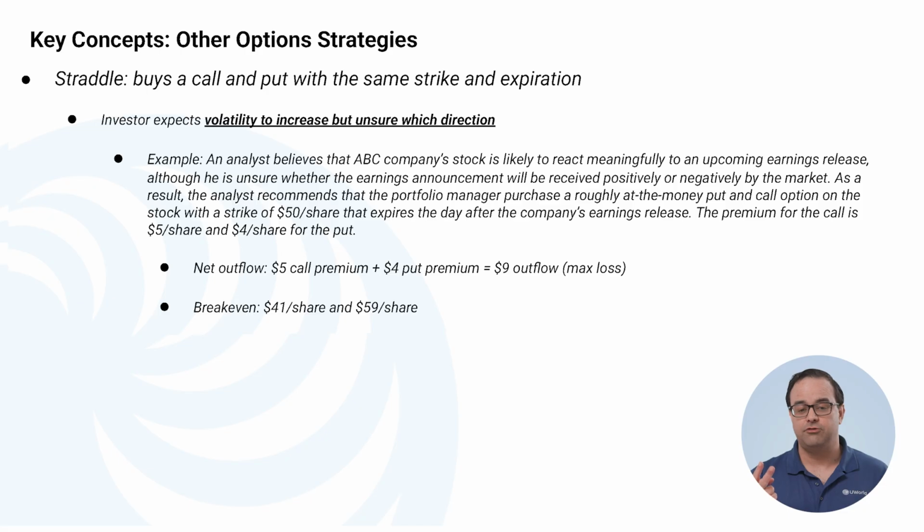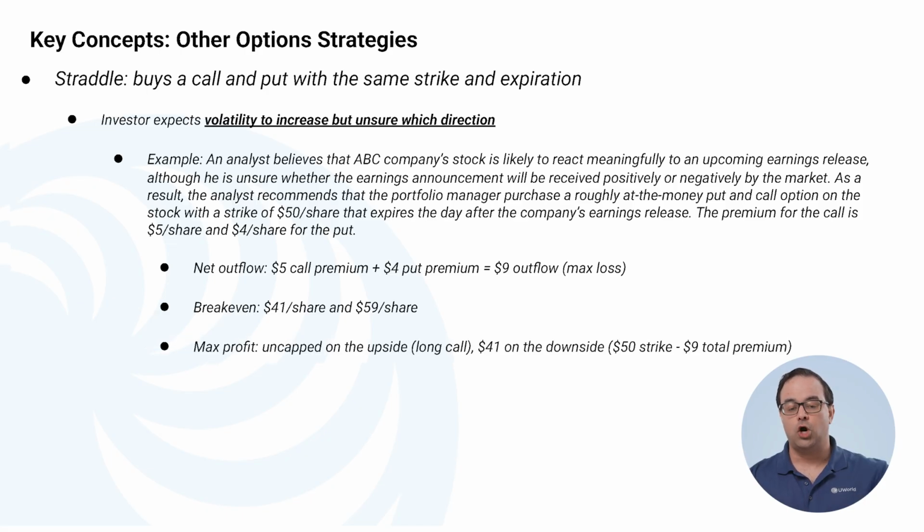There are two break-evens for a straddle. The first break-even is going to be the $9 plus the strike, which would be $59 a share. The lower break-even is going to be $41 a share. The key thing to remember is the trader is betting on volatility to increase. They do not care which direction that volatility occurs. They're just betting on an uptick in volatility, with two break-evens, one to the upside, one to the downside.